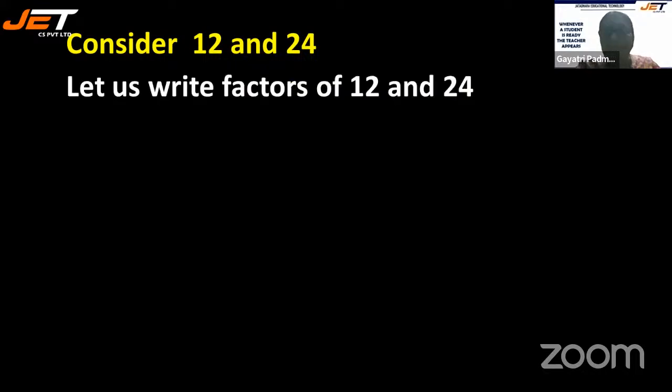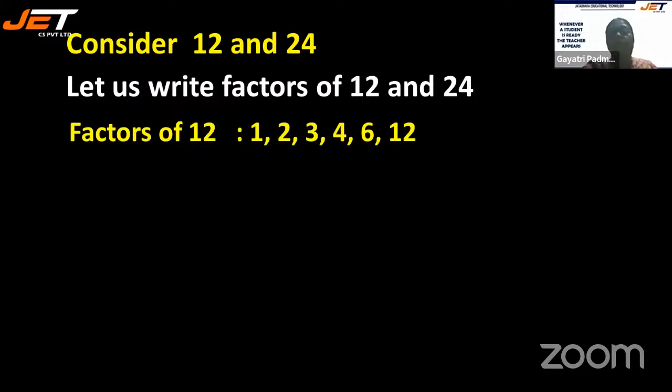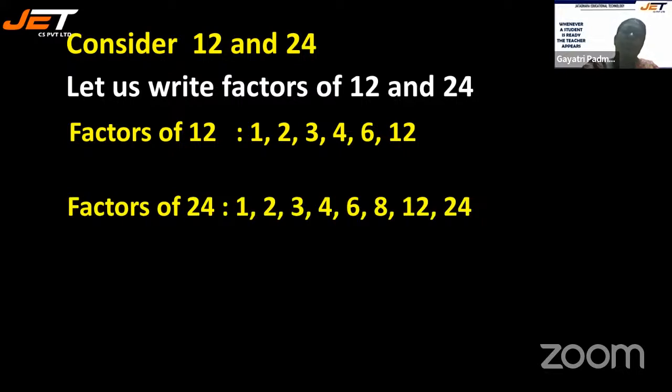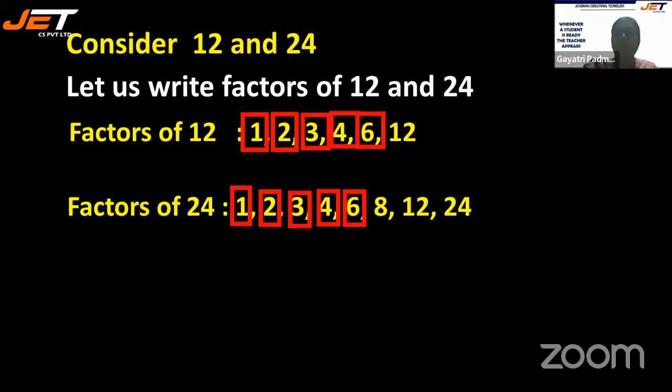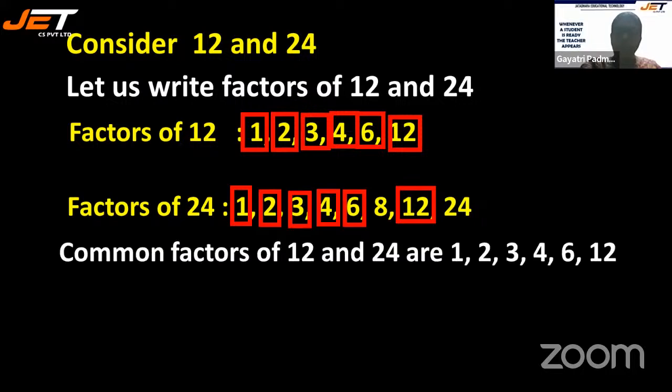All right. Now with this, we are moving on to the next numbers. That is 12 and 24. So let us write the factors of 12 and 24. The factors of 12 are 1, 2, 3, 4, 6, and 12. Right. Next, let us write the factors of 24 as 1, 2, 3, 4, 6, 8, 12, and 24. Now among this, what is common? 1, 2, 3, 4, 6, 12. Only these are common, isn't it? So we are writing the common factors of 12 and 24 separately as 1, 2.